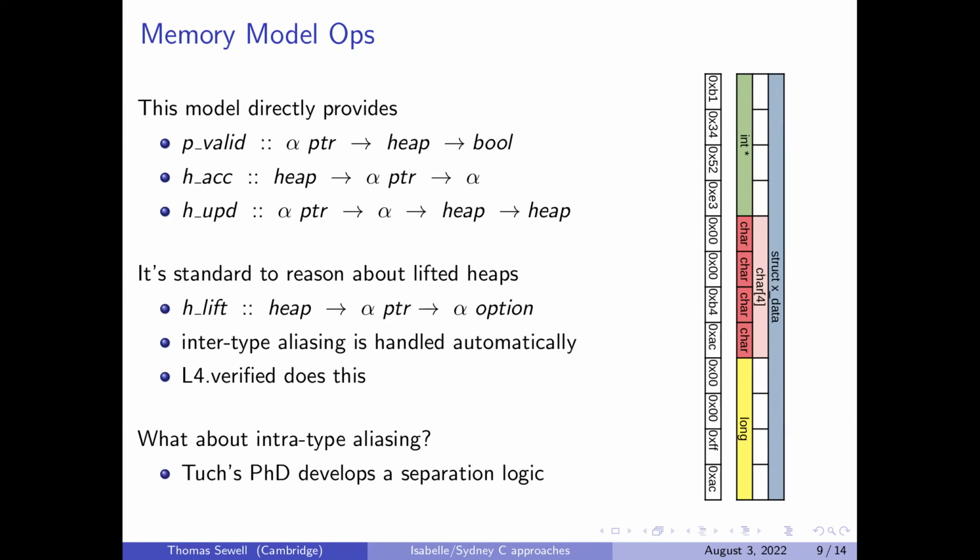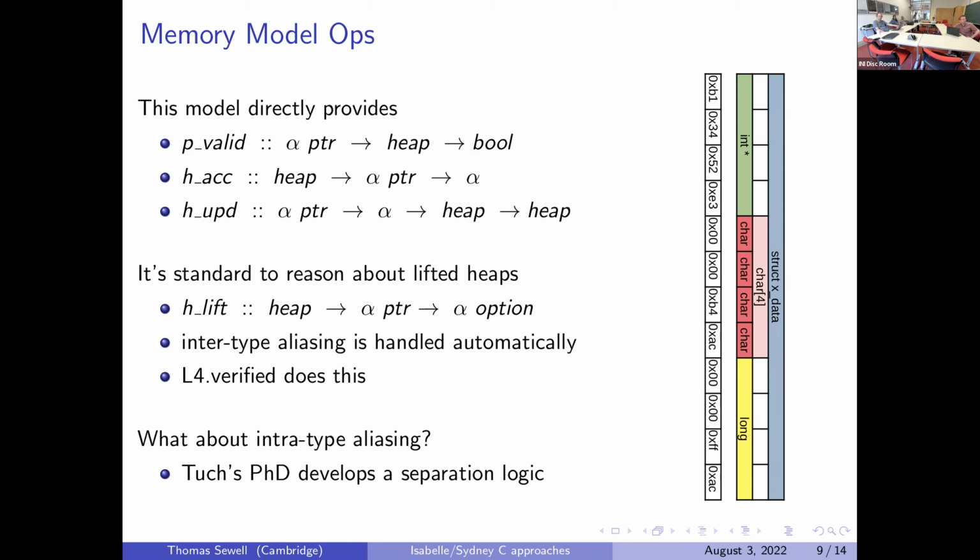So the model directly gives us a notion of whether pointers are valid and how to access and update them. It's pretty standard to turn this into a partial map here. So you have a lift operation that lifts the heap for any given type up to that. And when you do that, you get for free that operations on one type won't touch another unless one of those types can be a field of the other. And that's, in fact, everything we needed for AutoCorres verified.